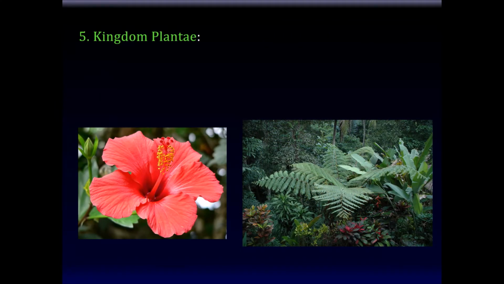Kingdom Plantae. Plants. By definition, all are multicellular photosynthetic eukaryotes. So, what is one defining feature of plants? Photosynthesis, right? Easy peasy.